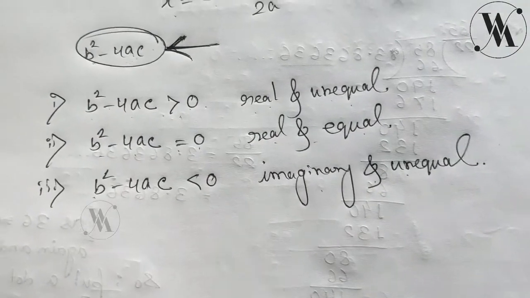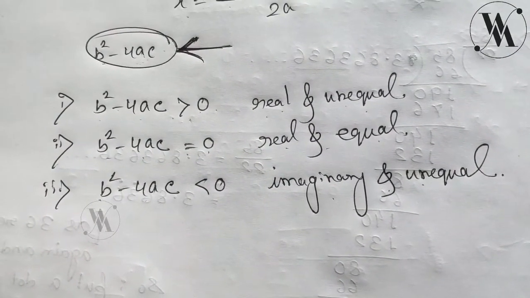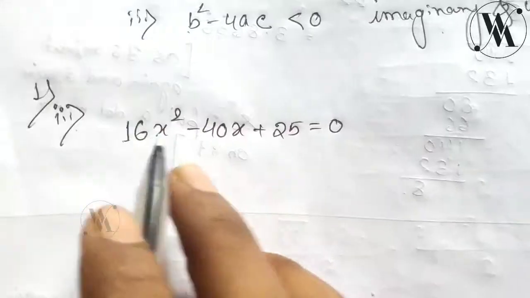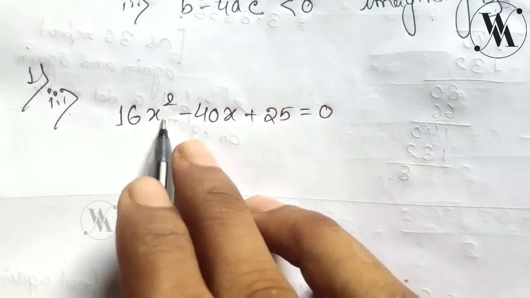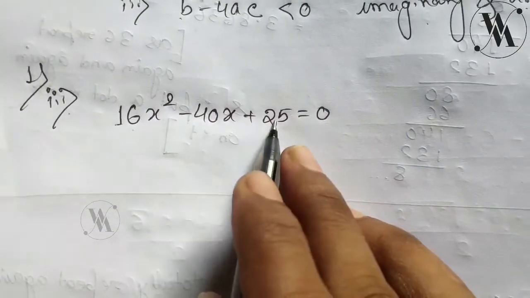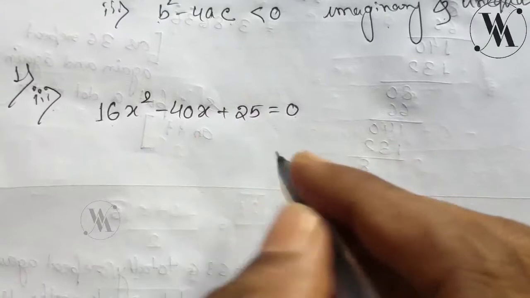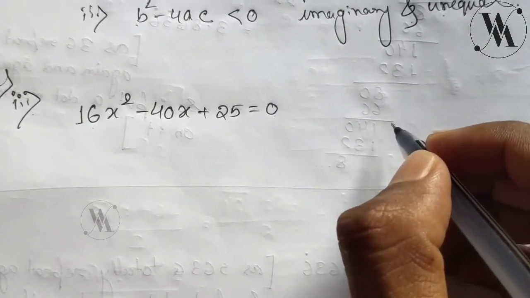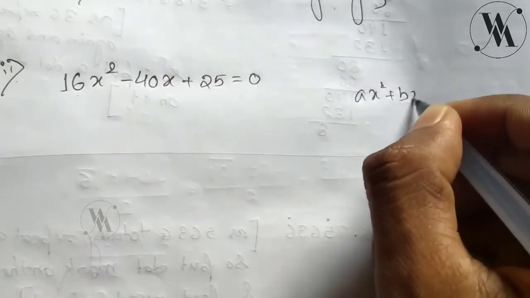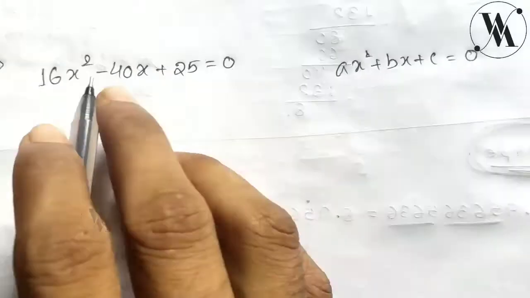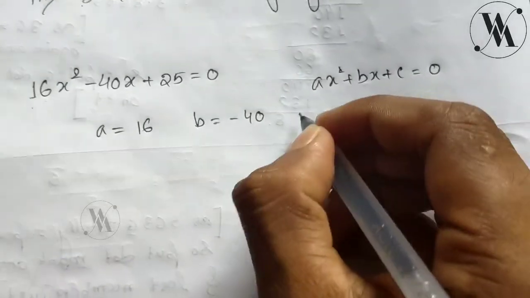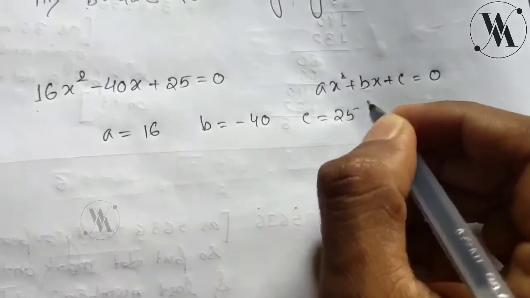Okay, so now we are going to solve the problems from exercise 5.4. The first sum is number 1, 3. Here the given equation is 16x square minus 40x plus 25 equal to 0. First we compare this given equation with the standard equation ax square plus bx plus c equal to 0, and we find the value of a is 16, the value of b equal to minus 40, and the value of c equal to 25.